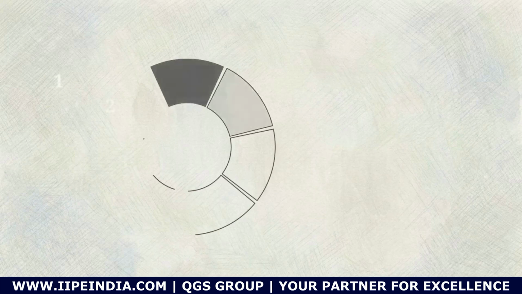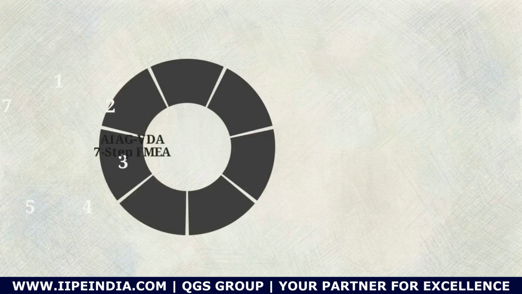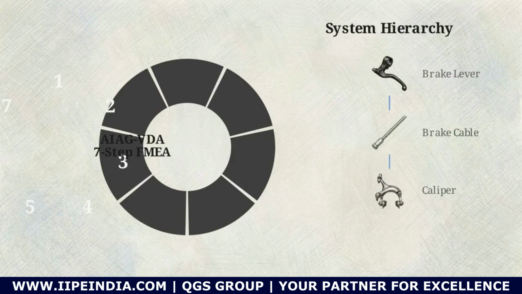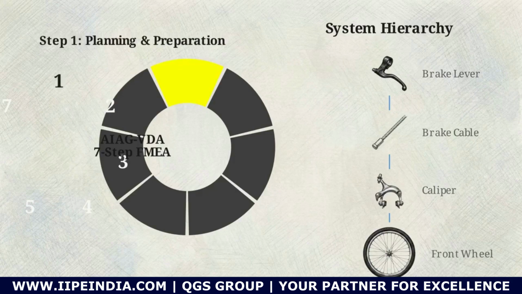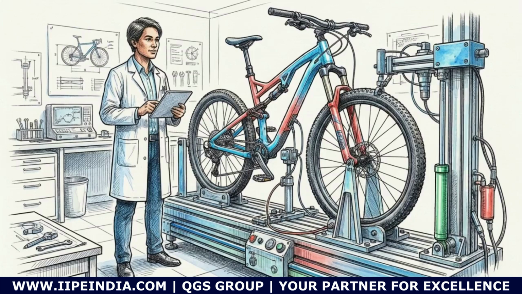The methodology is broken down into 7 distinct steps. We are going to apply every single one of them to our baseline example, the mechanical front braking system of a bicycle. By working systematically through this sequence, engineers can accurately predict where a design is vulnerable and correct it before a physical prototype is even built.